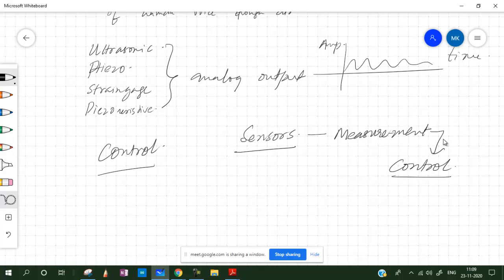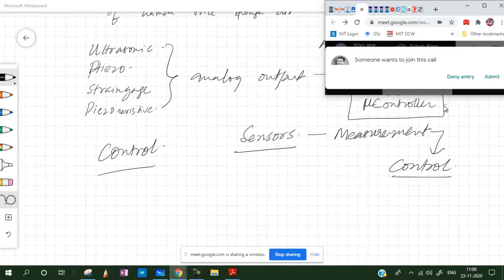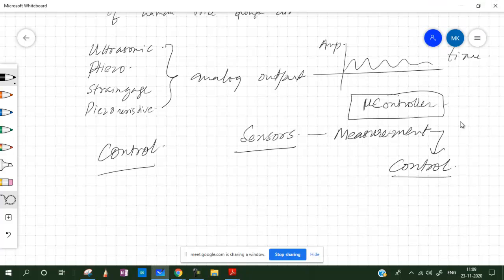So for effective control we need to have good sensors, and obviously for control we would like to have some digital device like a microcontroller or a microprocessor or any other, or a computer itself can be used in those cases where we connect the output of the sensor to the microcontroller, and it puts up some control command back to the plant.